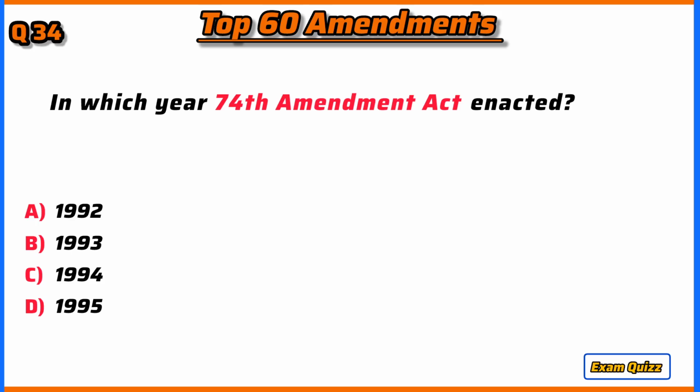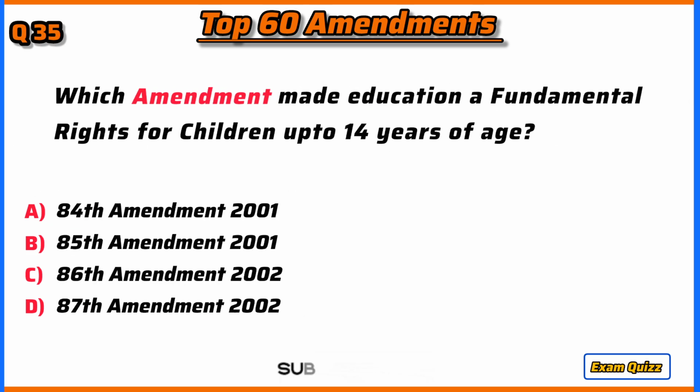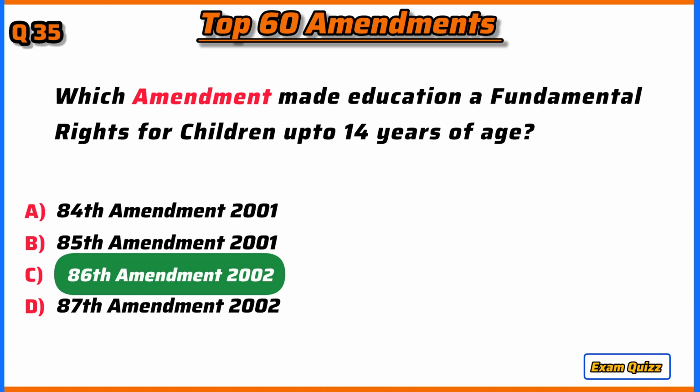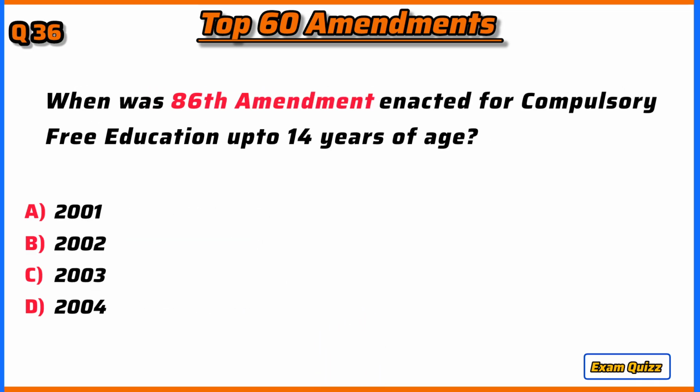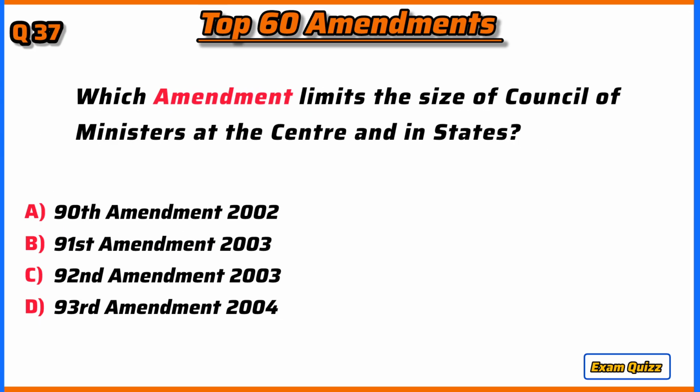In which year was the 74th Amendment Act enacted? Which amendment made education a fundamental right for children up to 14 years of age? When was the 86th Amendment enacted for compulsory free education up to 14 years of age? Which amendment limits the size of the Council of Ministers at the center and in states?